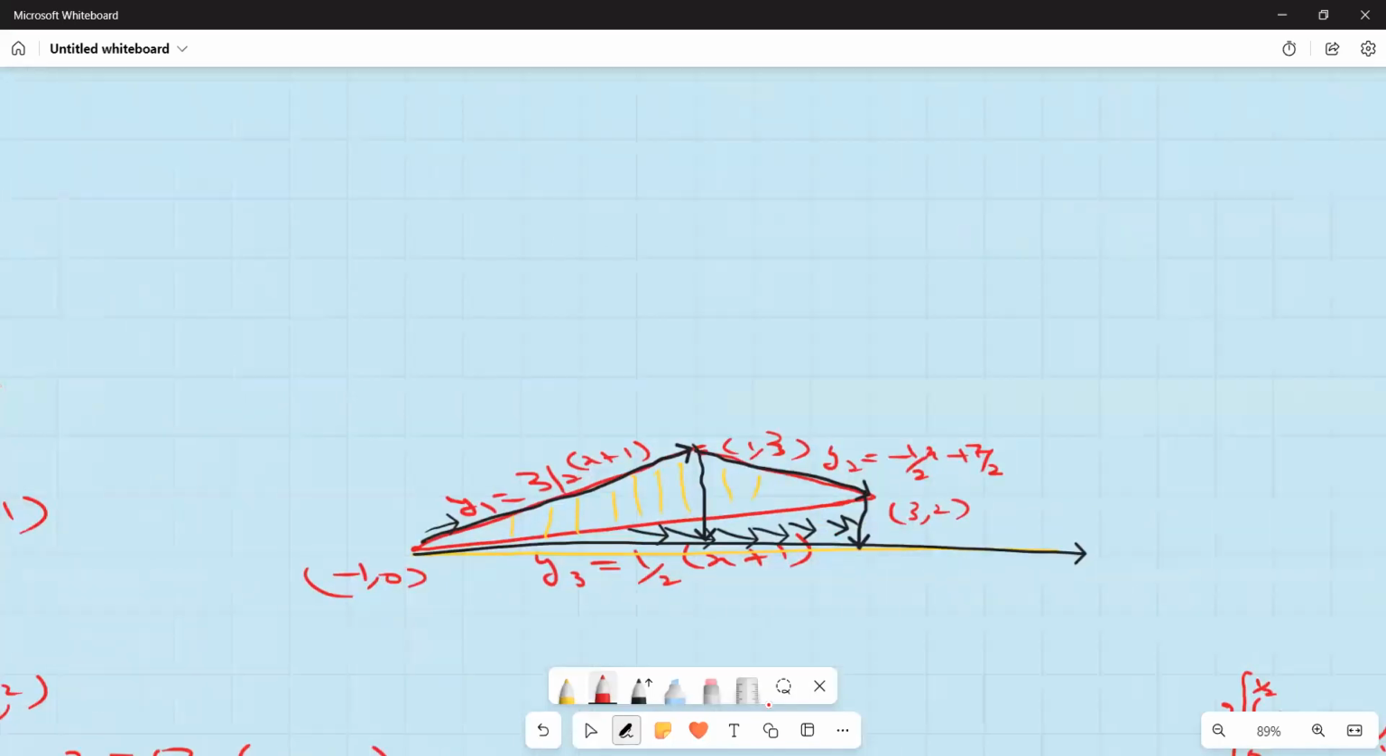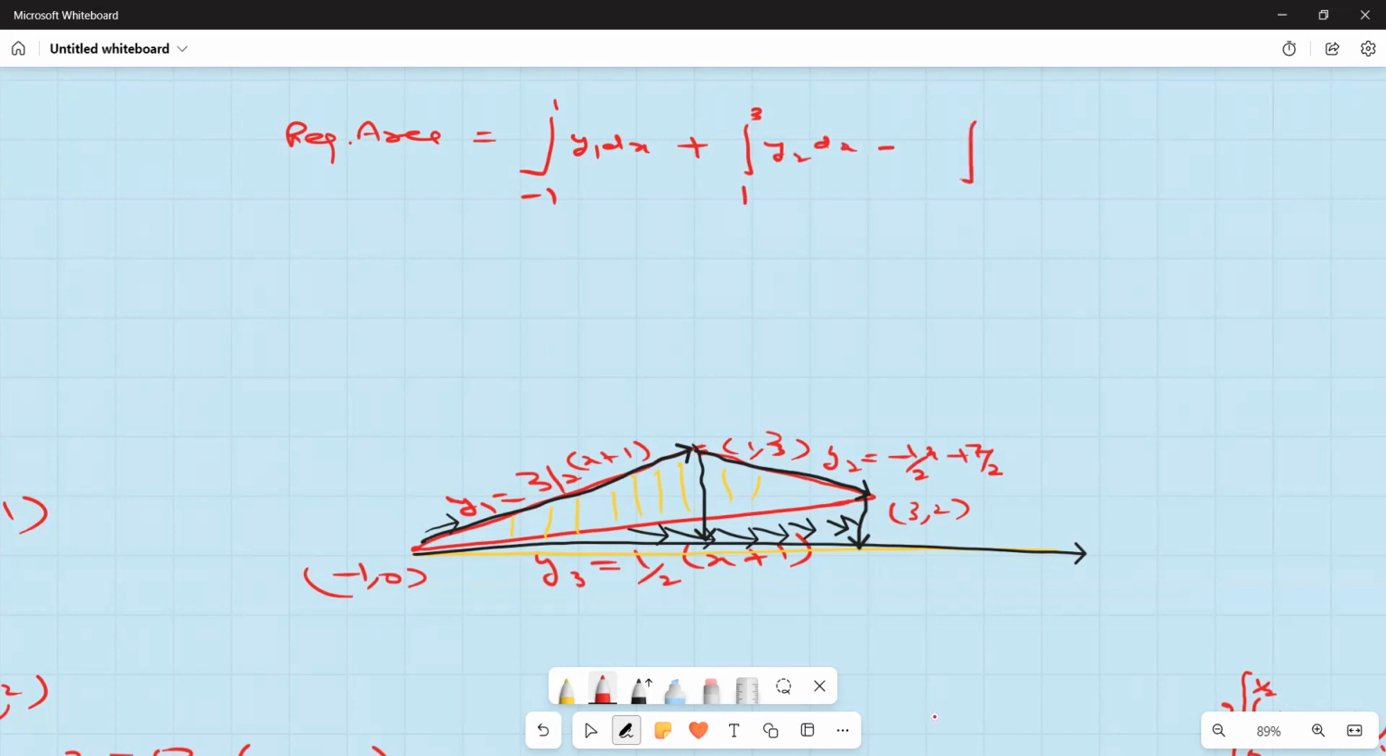So the required area is equal to, yes, for what was the point over here, (1, 3), na. So minus 1, see, I am just taking the x coordinate because on the x-axis we are finding from minus 1 to 1: integral from minus 1 to 1 of y1 dx plus integral from 1 to 3 of y2 dx minus integral from minus 1 to 3 of y3 dx.